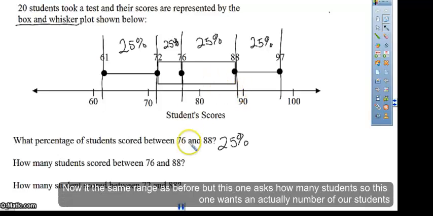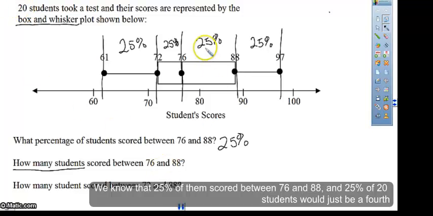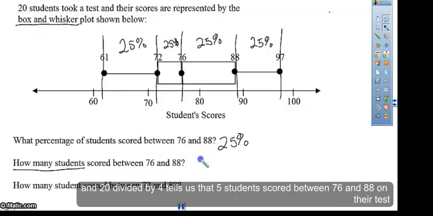The next question says, how many students scored between 76 and 88? Now that's the same range as before, but this one asks how many students. So we want an actual number of our students. We had 20 students take the test. We know that 25% of them scored between 76 and 88, and 25% of 20 students would just be a fourth, and 20 divided by 4 tells us that 5 students scored between 76 and 88 on their test.